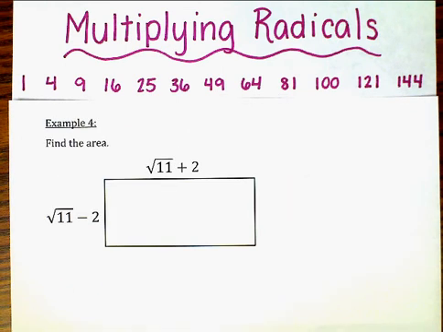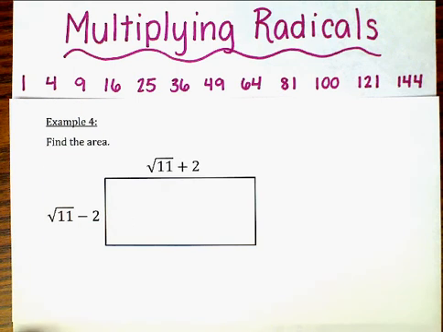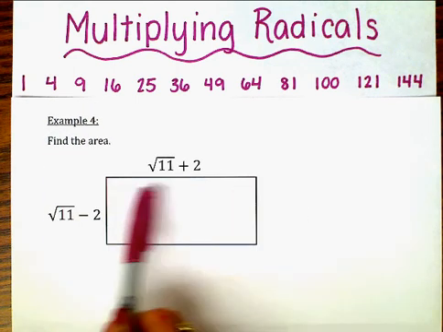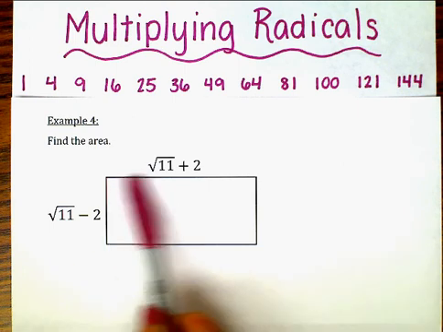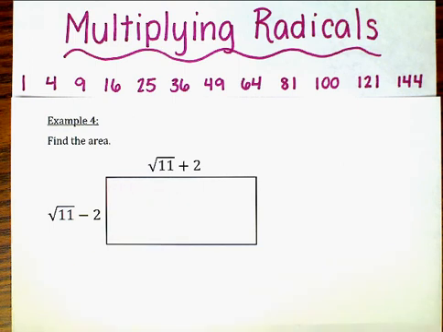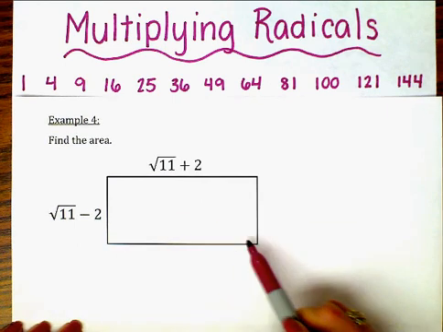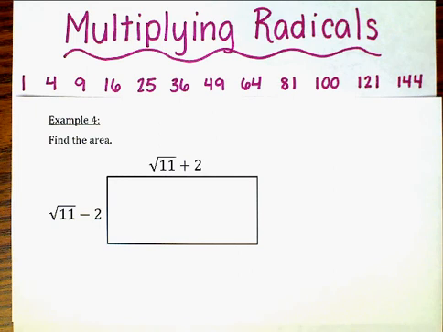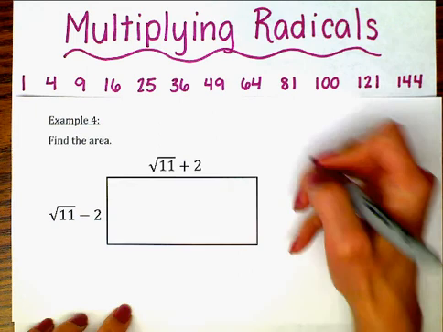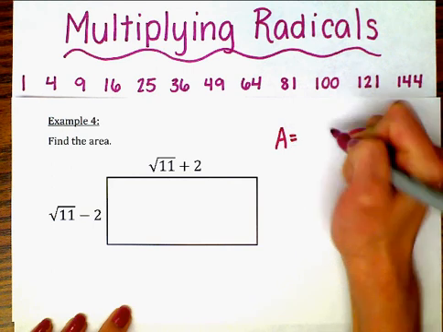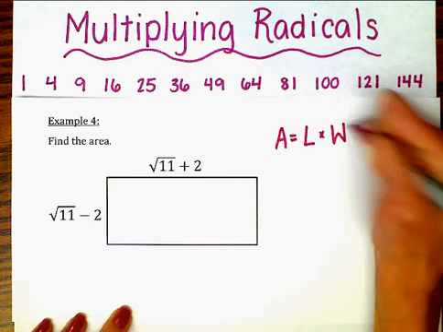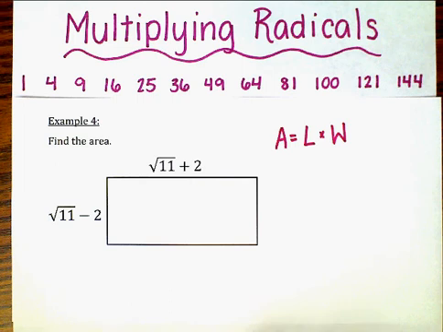Okay, example 4. This one we're combining a little bit of geometry. It says to find the area. Okay, so you have a rectangle here. You have the width and you have the length. Now what is area? Area is the space inside, if I were to color that in. And the formula for area, if you remember, is length times width. Oh look, it gives us our length and our width.